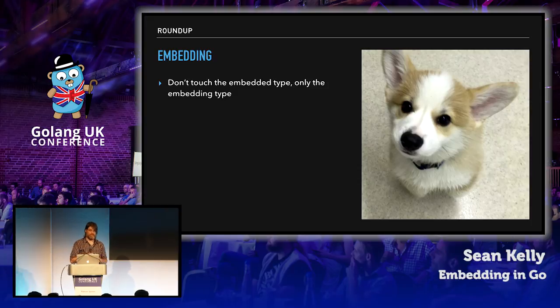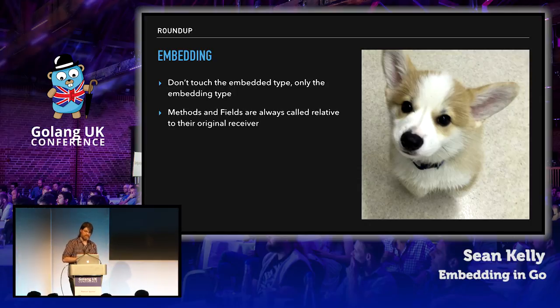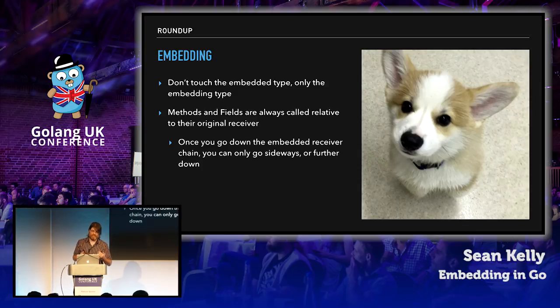You also don't, in my opinion, ever want to touch the embedded type. You only want to touch the embedding type. So the thing that gives the big hug, you only want to work through that. You never want to work through the things that were being hugged. Methods and fields are always called respective to their original receiver. But once you go down that receiver chain, you can never go back up. You're only ever going to go to the side or further down the embedding chain.